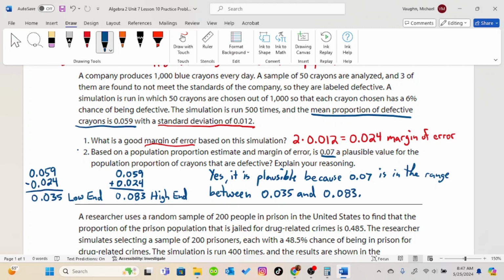If you have any questions about how to determine the margin of error and how to apply the margin of error to the mean in order to find the plausible range of results, please ask for clarification so that you can be set up for success moving on to the next practice problem.